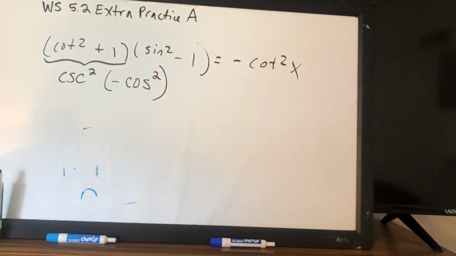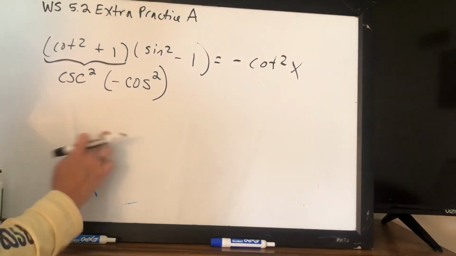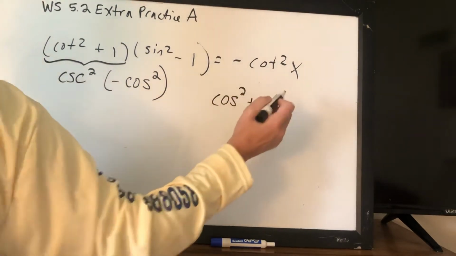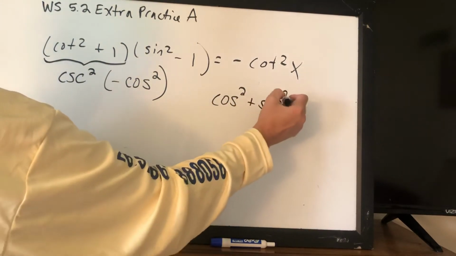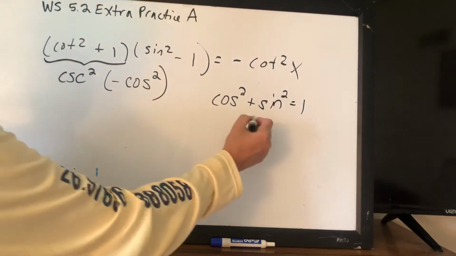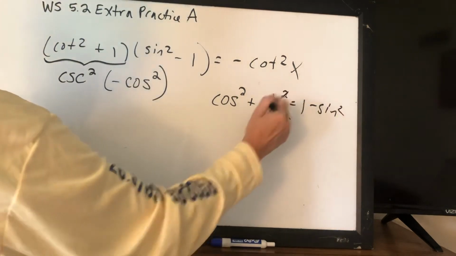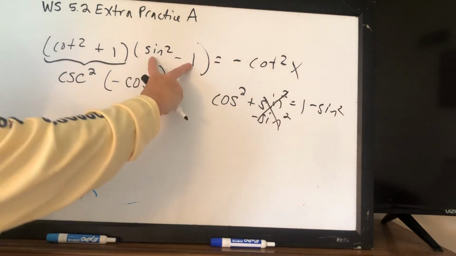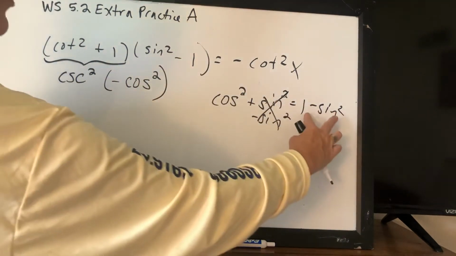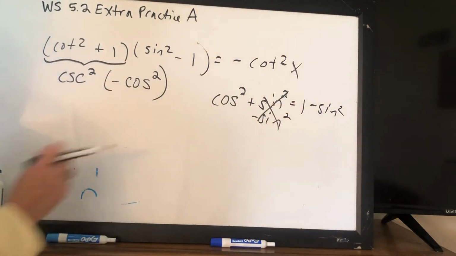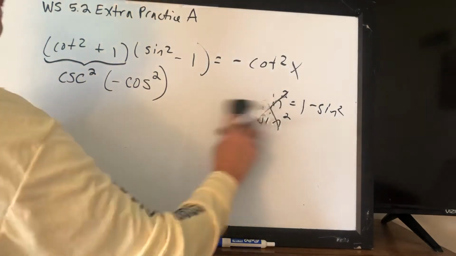Okay? Everybody see that, hopefully. Remember, we haven't had this one in a minute. Cosine squared plus sine squared is 1. You subtract sine squared, you get this. But this is flipped. Sine squared minus 1, this is 1 minus sine squared. So you just switch all their signs. That's why it's negative. Hopefully you guys remember that.